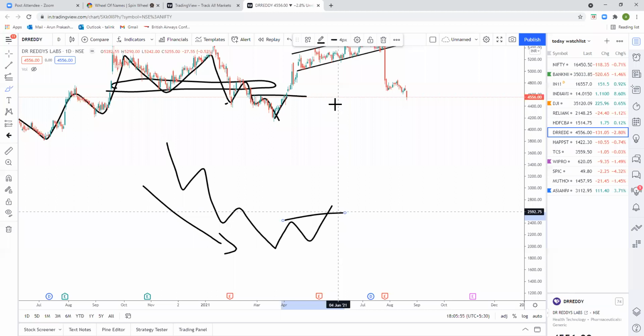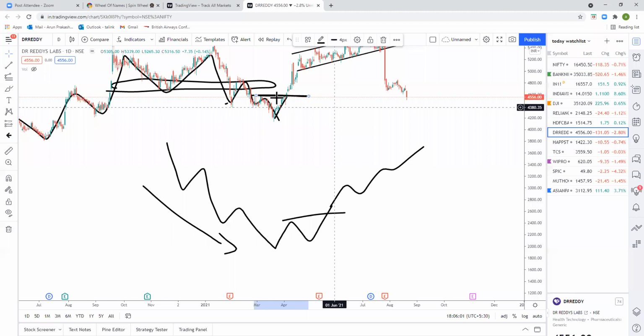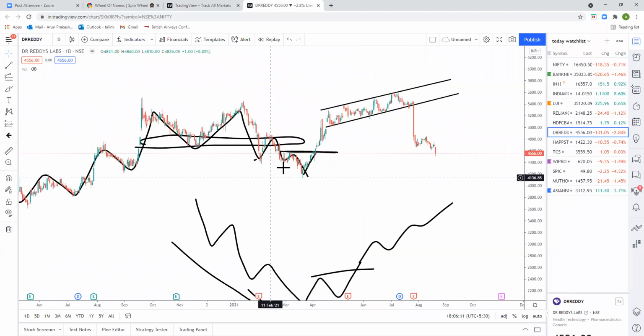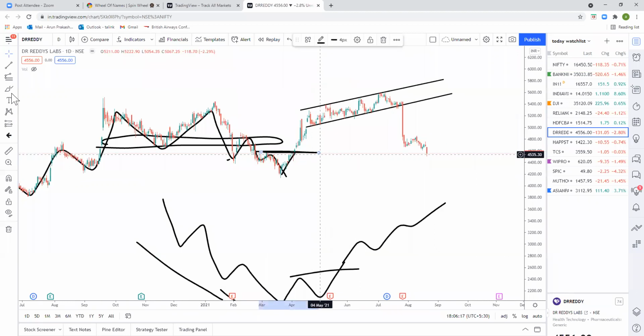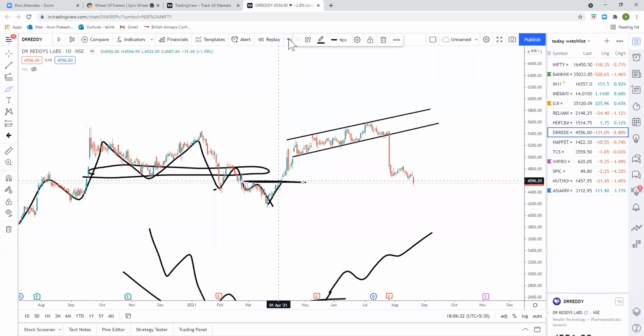No, man, I'm not into those things. I just know about this Dow theory. Okay, sir. So yeah, the previous high breakout is where you will get a confirmation for an uptrend. So it reverses its trend. So Dr. Reddy was in an uptrend, making higher highs and higher lows. So this is the daily time frame analysis.